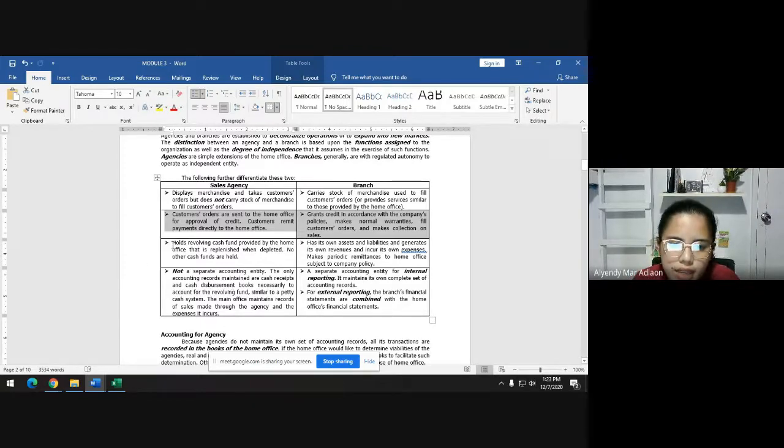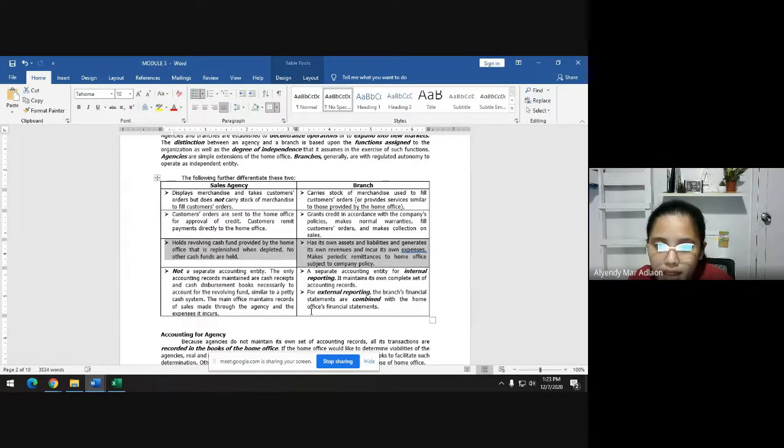Now, next, sales agency holds revolving cash fund provided by the home office that is replenished when depleted. No other cash funds are held. So, saan na may kwarta nga hawiran ni sales agency? Di ba si customer, kung mubayad sila, remit man na diretso sa home office, no? Diretso na nila ibayad sa home office. Customers remit payments directly to the home office. Dili na moagi sa agency ang tanang kwarta.